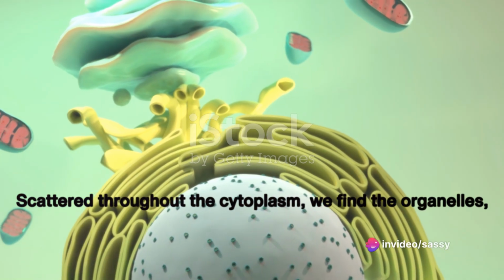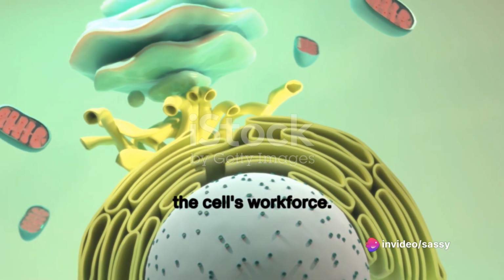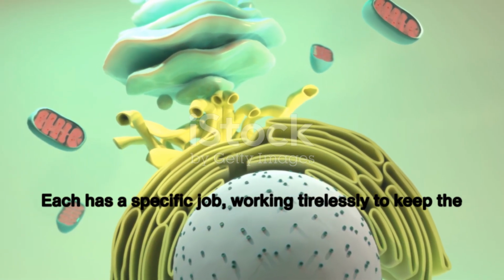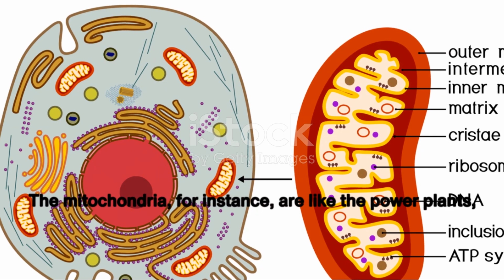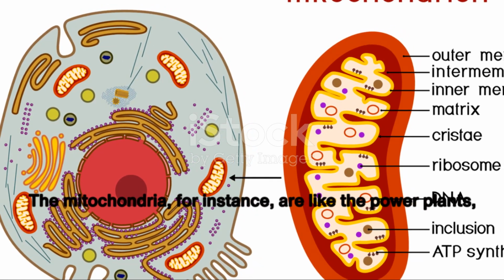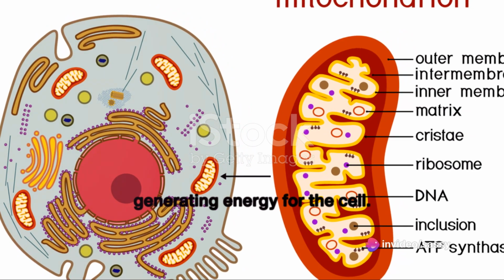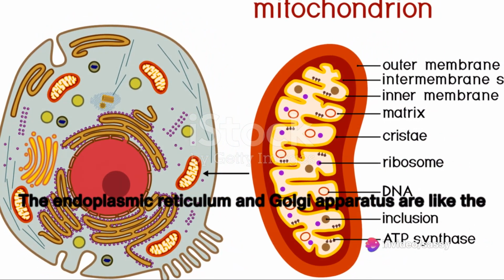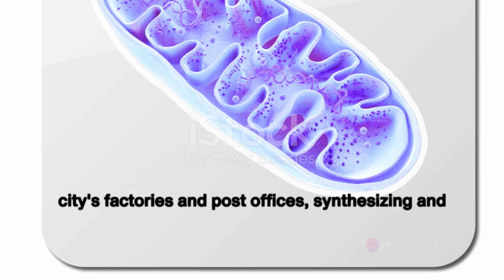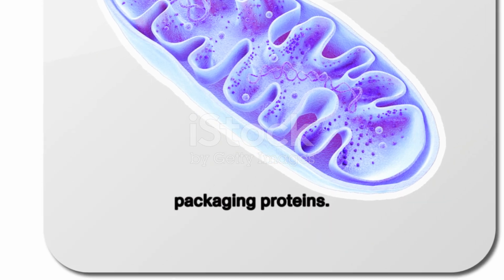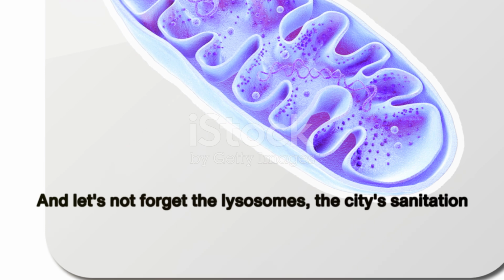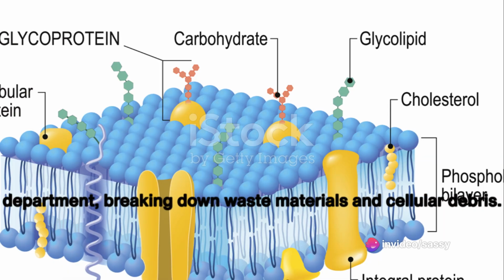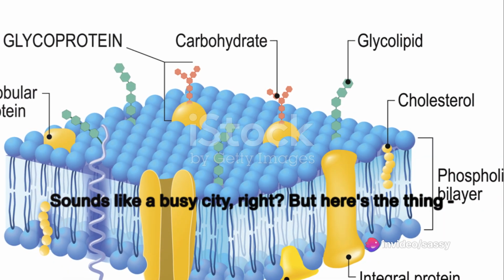Scattered throughout the cytoplasm, we find the organelles, the cell's workforce. Each has a specific job, working tirelessly to keep the cell running smoothly. The mitochondria, for instance, are like the power plants generating energy for the cell. The endoplasmic reticulum and Golgi apparatus are like the city's factories and post offices, synthesizing and packaging proteins. And let's not forget the lysosomes, the city's sanitation department, breaking down waste materials and cellular debris. Sounds like a busy city, right?